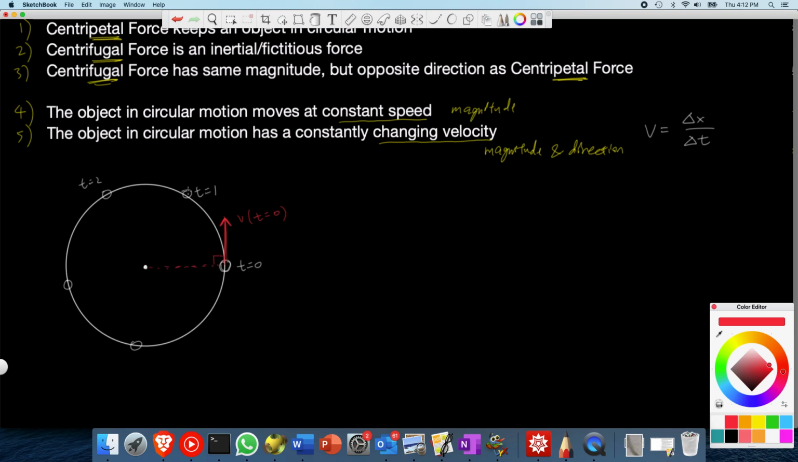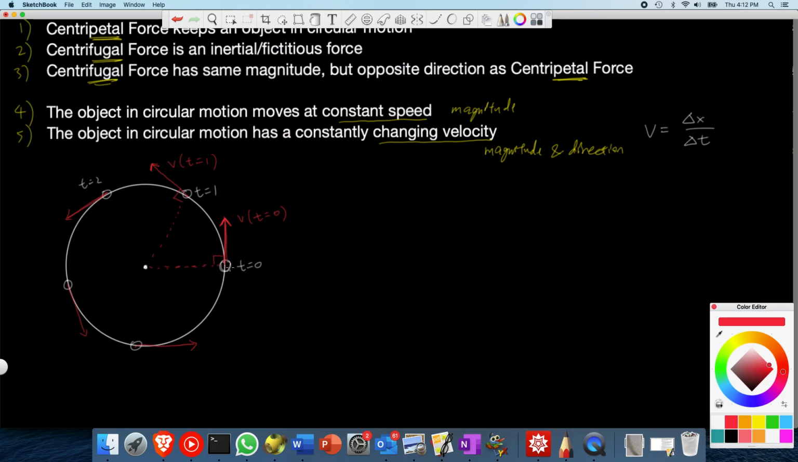At time t equals 1, the velocity is now tangential to the circle at the point where the object is at t equals 1. So this is v at t equals 1. At t equals 2, the velocity is here. At t equals 3 it is also tangential, and at t equals 4 it is also tangential. The red arrows denote the velocities of the object at different times.